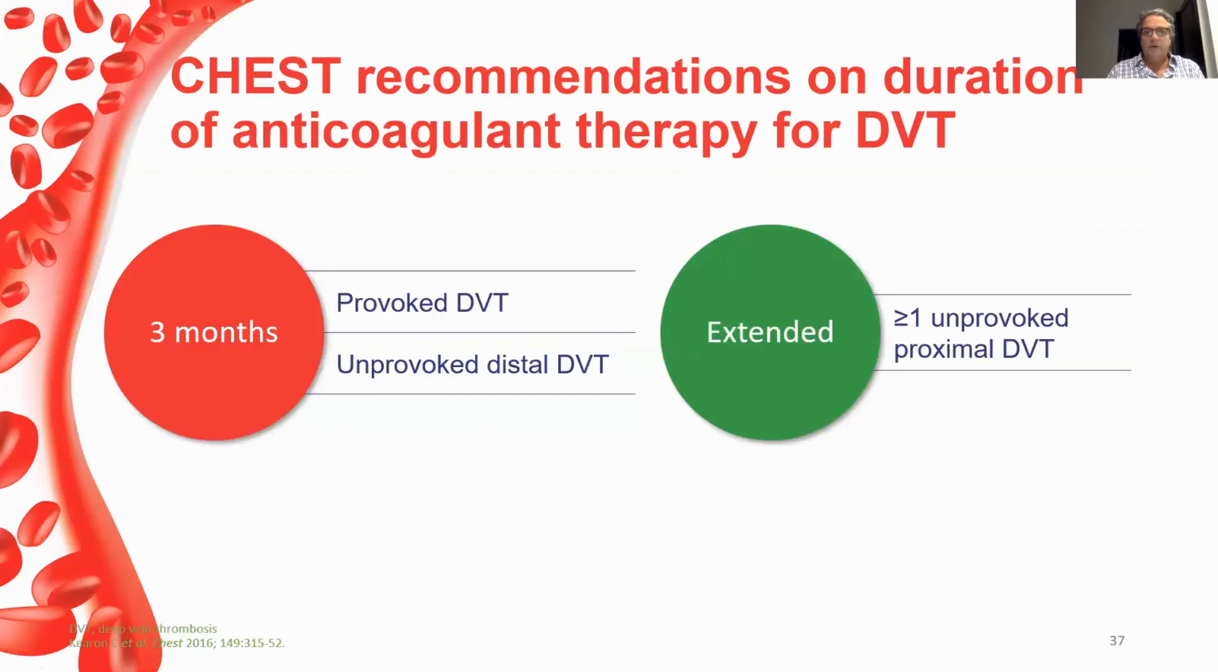Okay, so what does CHEST recommend on the duration of anticoagulation? Everyone gets 3 months. So if you have a provoked DVT or unprovoked distal DVT, it should be 3 months. If you have one or more unprovoked proximal DVTs, then treatment should be extended, and we'll talk about what that means.